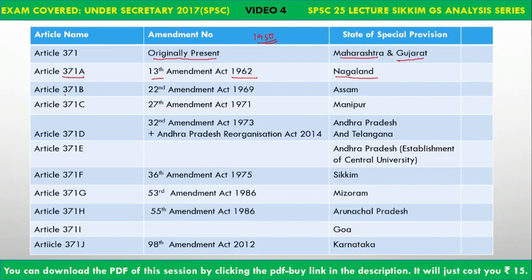Now moving on to another article, that is 371B. This article came as a result of the 22nd Amendment Act in the year 1969, right? In the year 1969, the Constitution was changed for the 22nd time, and a new article, that is Article 371B under Article 371, was added, which gave special provision to the state of Assam. So whatever special provision is given to Assam by the Indian Constitution, it is due to Article 371B. Followed by B, Article 371C is there. It came as a result of the 27th Amendment Act of 1971, right? The Constitution was amended for the 27th time, and it gave rise to an article called Article 371C, and this gave a special provision to the state of Manipur, okay?